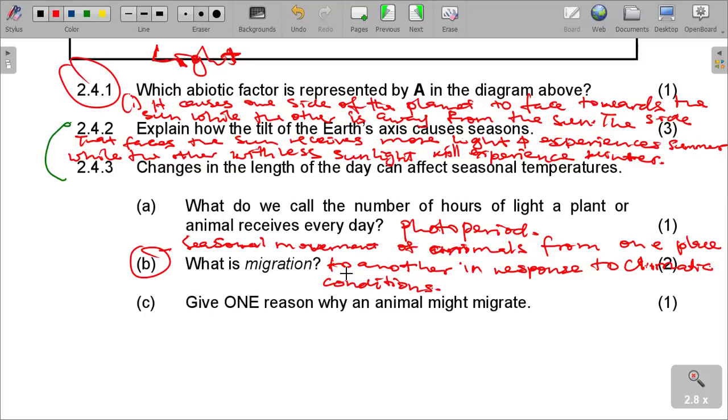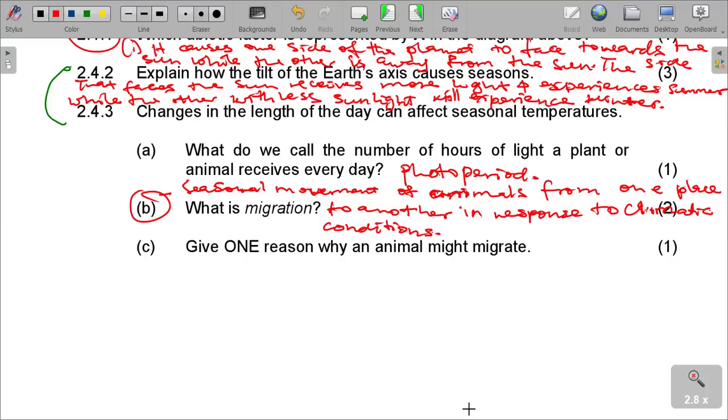Greener pastures or favorable living conditions. That is whatever way we can give. So basically, as long as there is movement of animals and people from one place to another in response to climatic conditions or in search of favorable living conditions, that is migration. Give one reason why animals migrate.